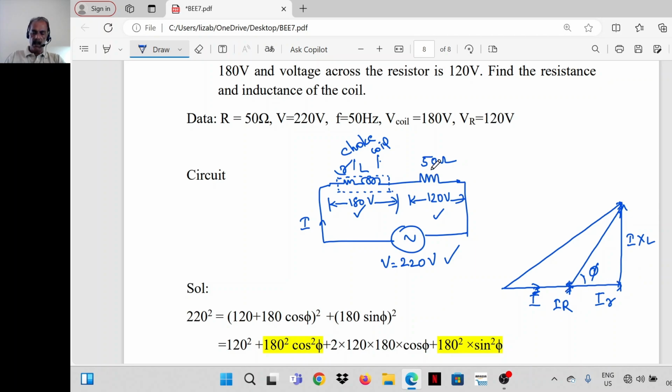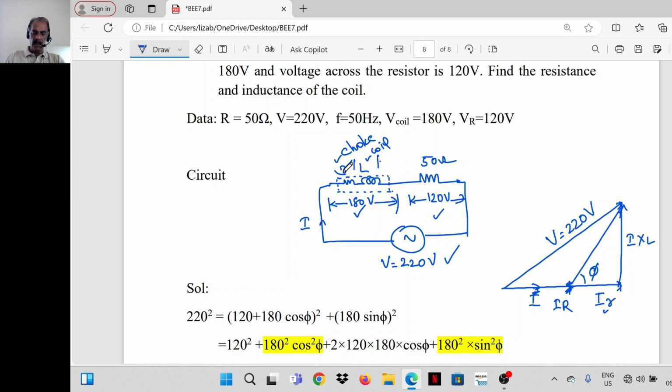So I into R, I into 50 ohm resistor, that voltage drop will be in phase with I. I into this small r will be in phase with I. I into XL will be leading I by 90 degrees. So this is the total voltage, which is given as 220 volts, which is the sum of three phasors: I into R, the voltage across the 50 ohm resistor; I into small r, the voltage across the resistance of the choke coil; and I into XL, the voltage across the inductance of the choke coil.